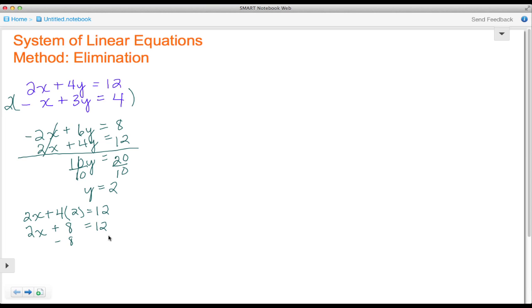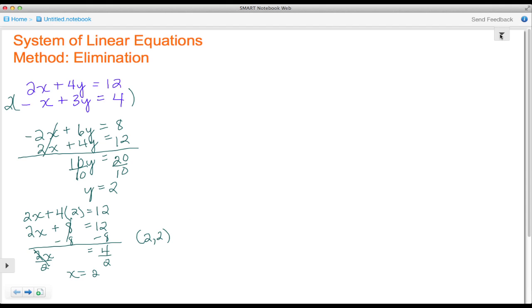Now let's subtract 8 from both sides to get the x variable by itself. Those cancel, and I'm left with 2x is equal to 12 minus 8, which is 4. And to get the x by itself, we divide everything by 2. And we come out with x being 2. So our solution here is (2, 2).